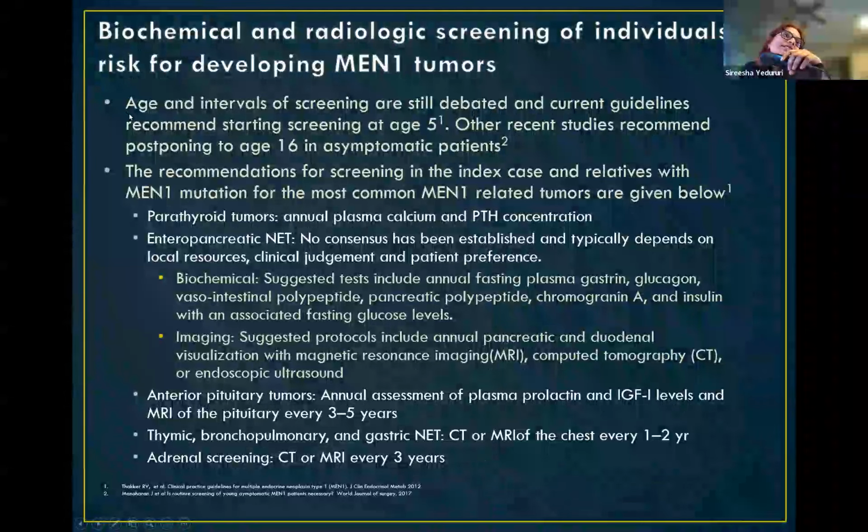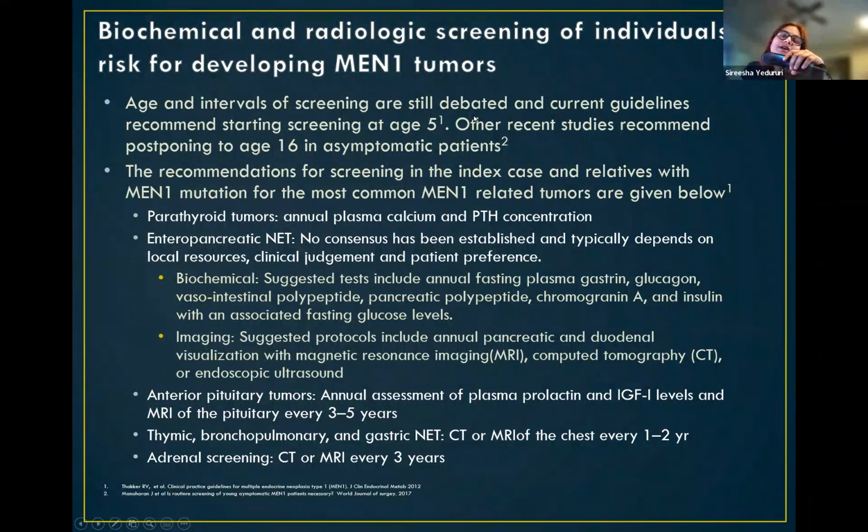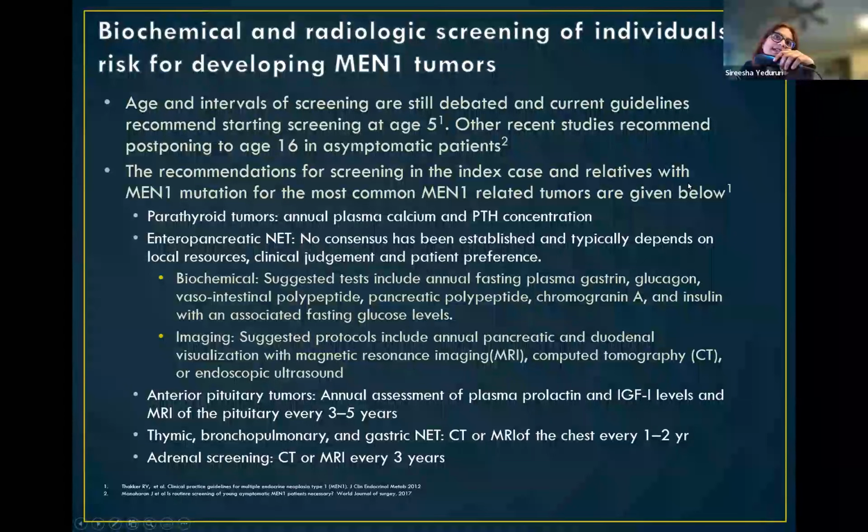So when do we start screening? This is still debated, like when do we start screening patients who are positive for the MEN gene? Some people recommend at age 5, others recommend at age 16 in asymptomatic patients. And then, what are the recommendations for screening? The recommendation for screening in index cases and relatives with MEN1 for parathyroid is annual plasma calcium and parathyroid hormone concentrations.